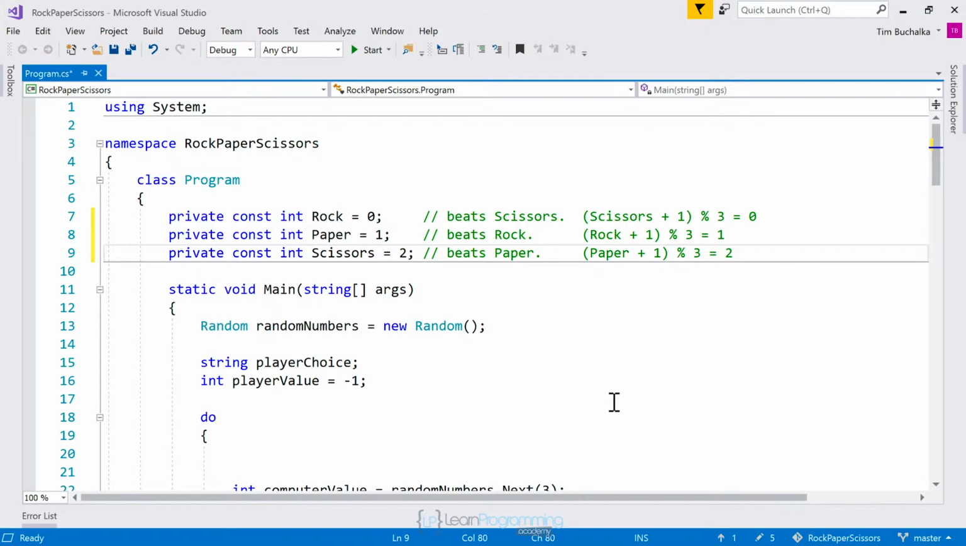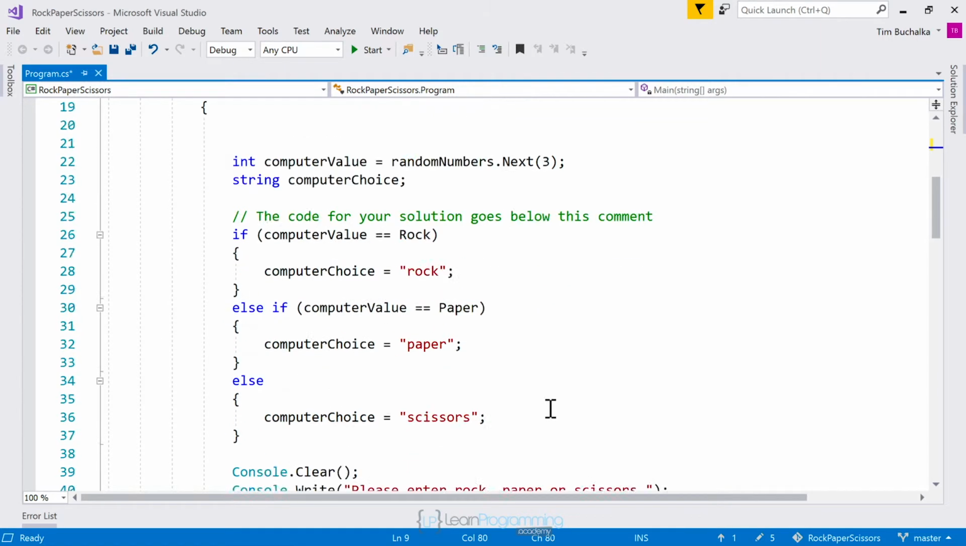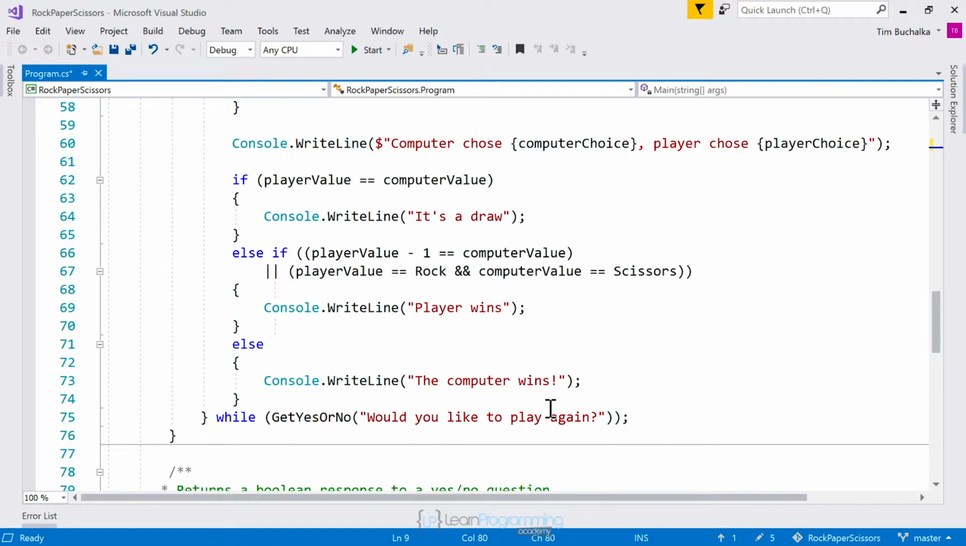By applying that calculation to the computer's choice, we know then that the computer has lost if the player has the same value. And we'll still need to test for a draw, of course, but this complicated expression down here on lines 66 through 67 can basically be replaced. So I'm going to comment those two entries out.